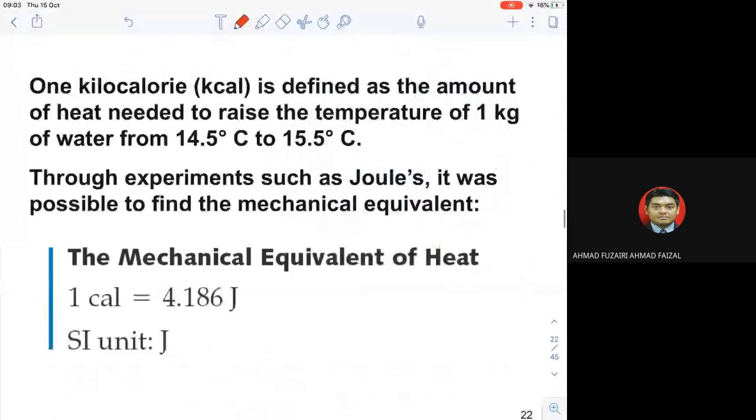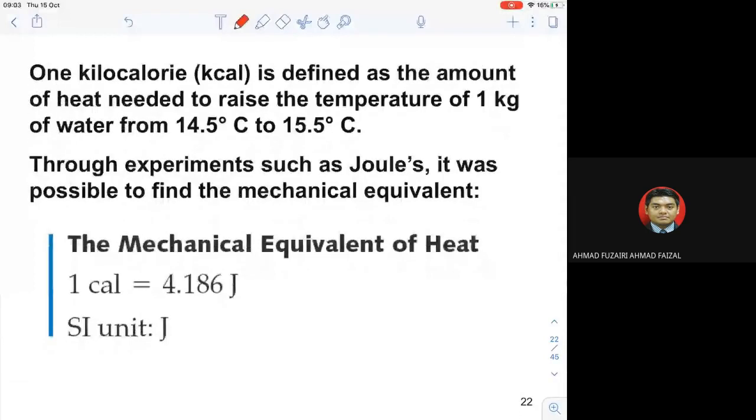1 kilocalorie, kcal. Normally we will realize that kcal is actually a kilocalorie. At the back of your food container, it is defined as the amount of heat needed to raise the temperature of 1 kilogram of water from 14.5 degrees Celsius to 15.5 degrees Celsius, or maybe 1 degree Celsius. So that is the example. So how they did the mechanical equivalent of it.